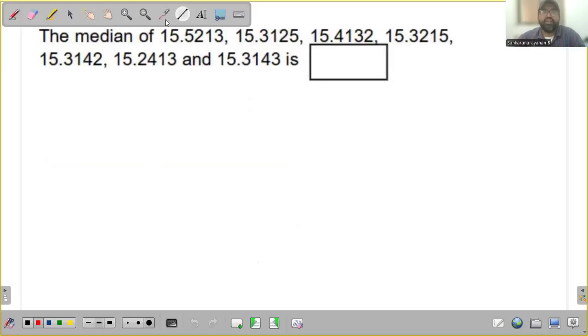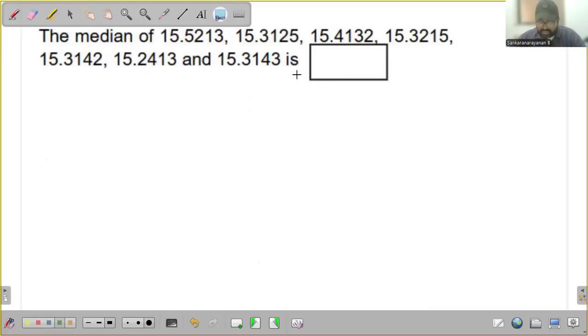You are asked to find the median of this given set of observations. The number of observations is 1, 2, 3, 4, 5, 6, 7. Altogether, there are 7 observations. So the median will be nothing but 7 plus 1, 8 by 2, the fourth observation, when I arrange these given observations in ascending or descending order. That fourth observation I have to find out.